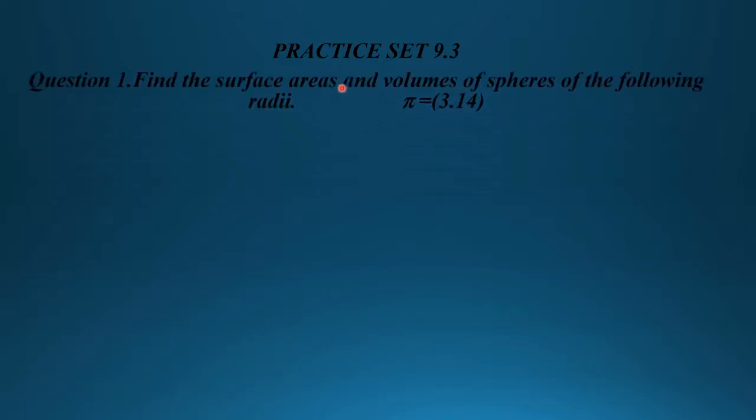Now we will be doing questions from practice set 9.3. Question number 1. Find the surface area and volumes of spheres of the following radii. The value of pi is given as 3.14. First question with radius 4 cm. Now we will find the surface area of the sphere of radius 4 cm. Now formula for surface area of sphere is 4 pi r square.